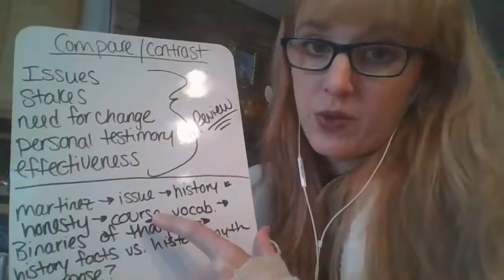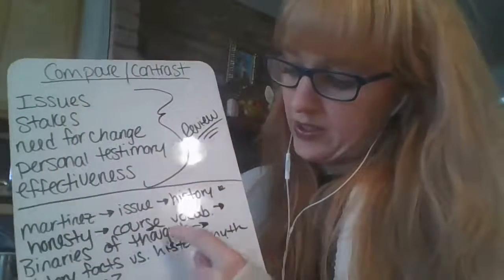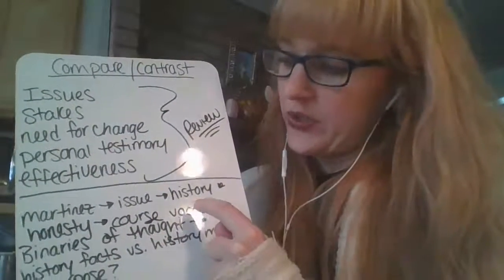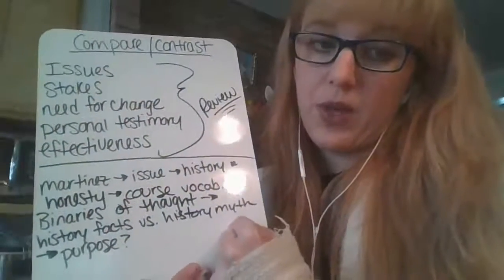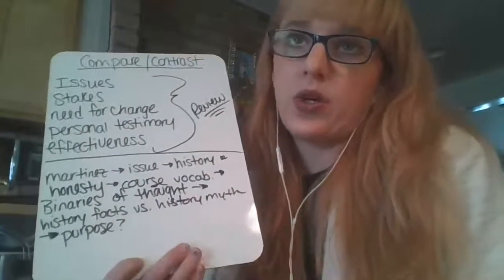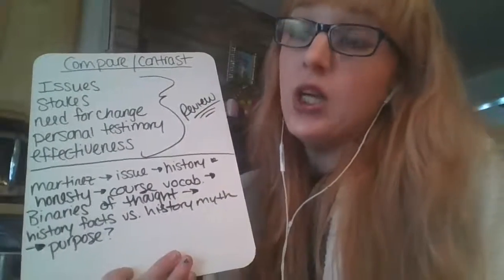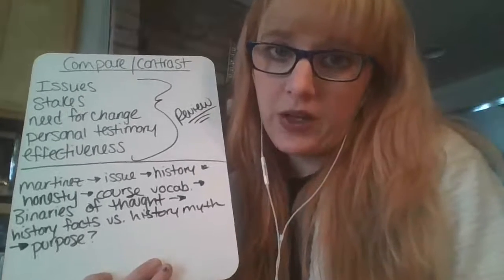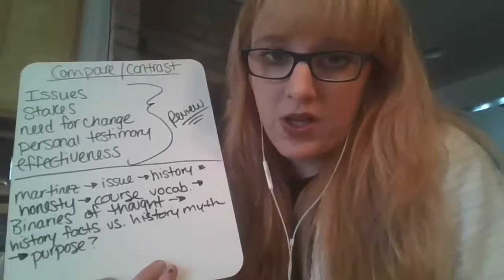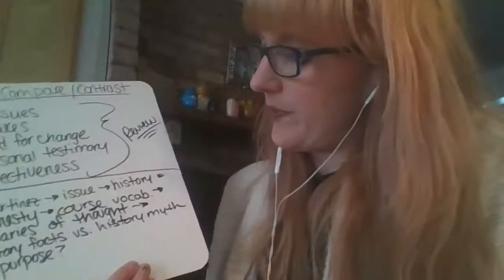Then to put some course vocabulary on top of that, I thought about binaries of thought. So historical facts versus historical myth, or one perspective versus another perspective, or one perspective versus the lack of other perspectives, right? We don't just want two perspectives on history. In order to be informed, we should look at many perspectives.